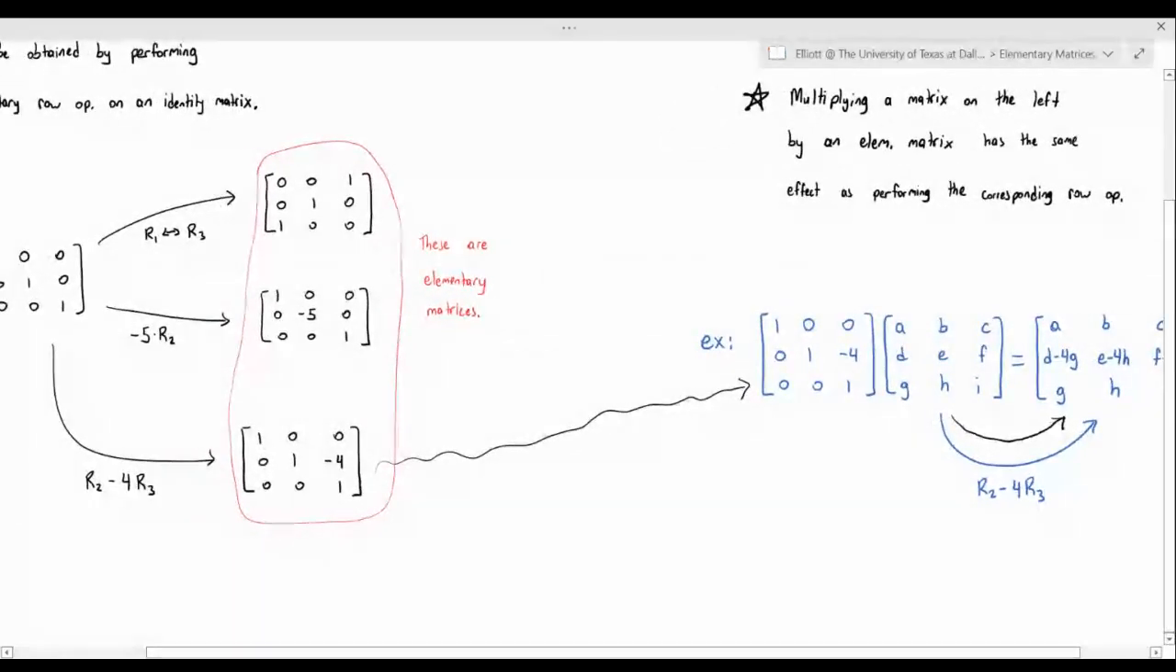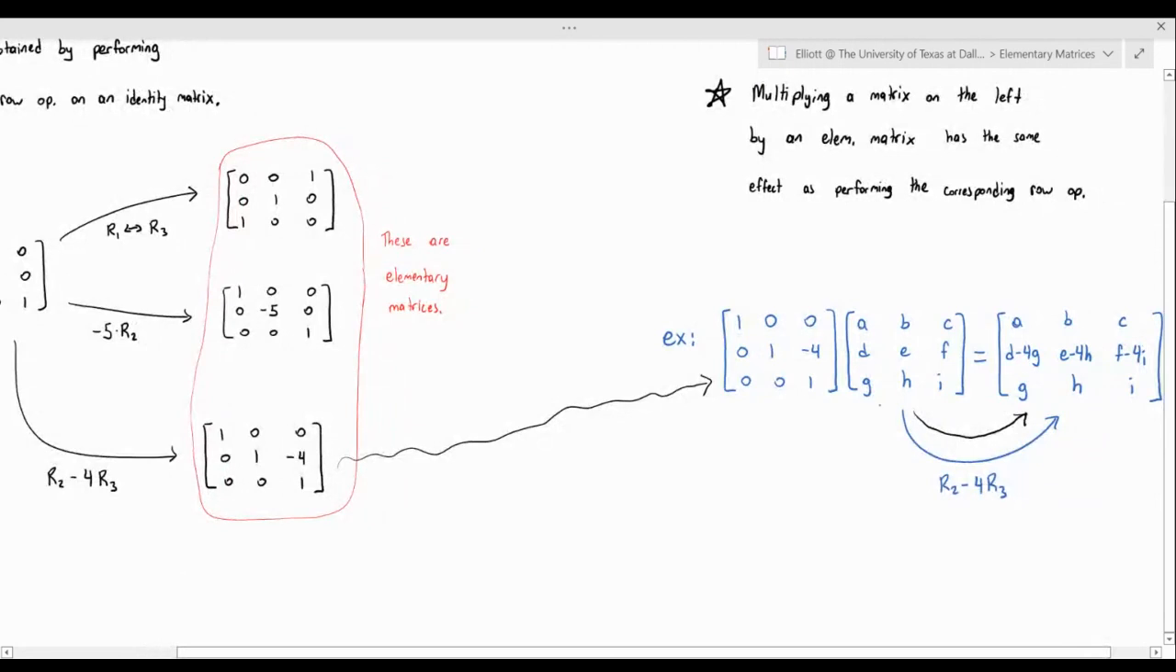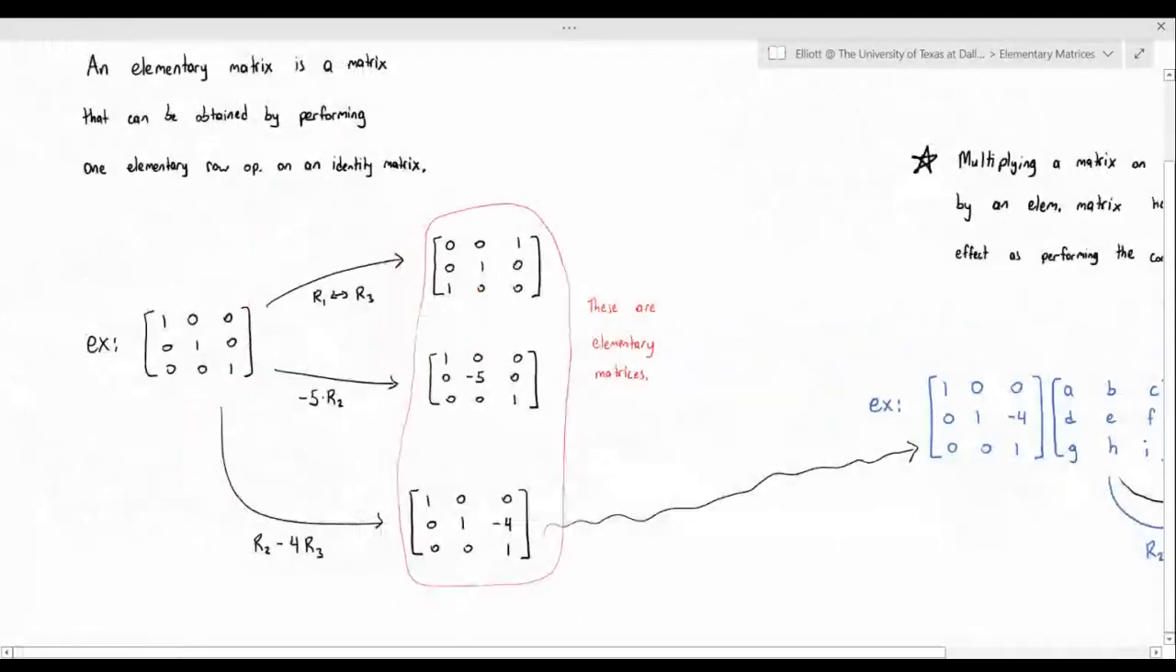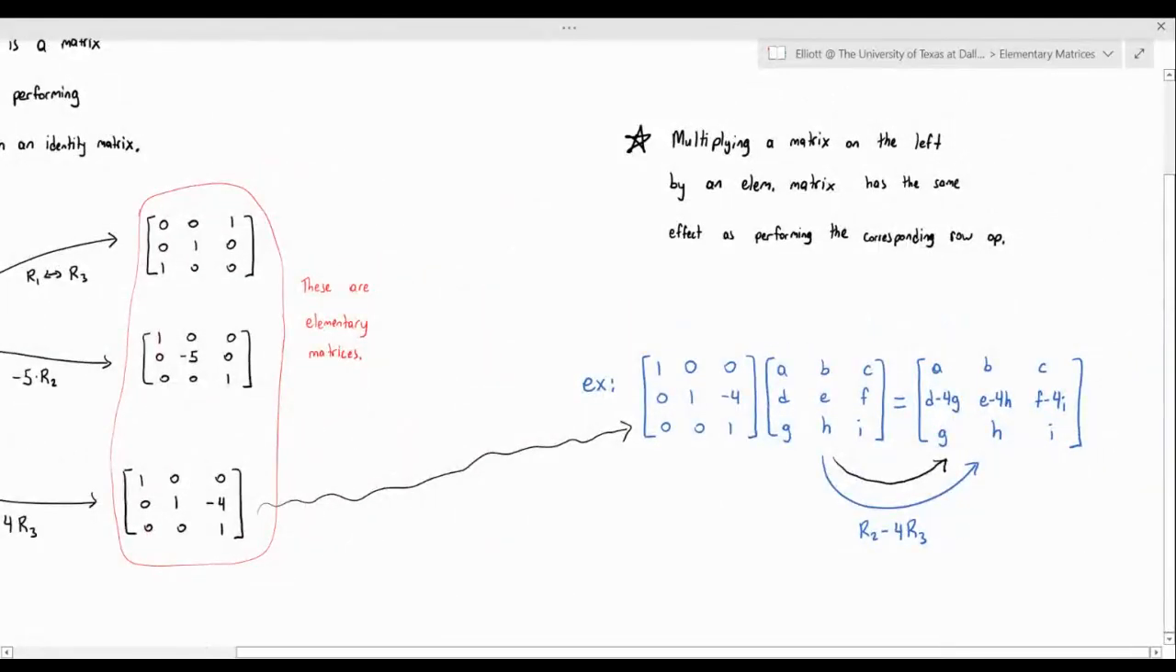And then as a reminder, this elementary matrix was obtained by performing this row operation, row 2 minus 4 row 3, on the identity. So when you multiply a matrix by an elementary matrix on the left, the result is the same as if you performed the corresponding row operation. That's all that I have for now, but I will be talking about elementary matrices a couple more times in some of the future sections.